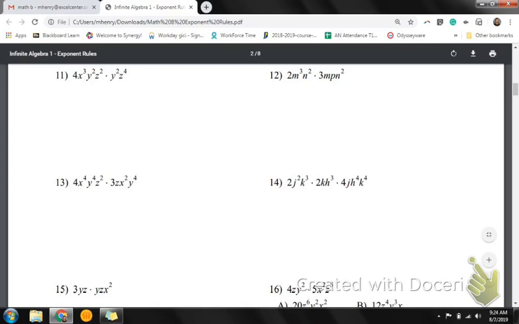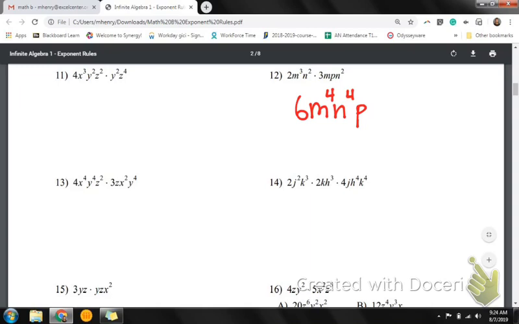Okay, who wants to be brave enough and share their answer? April? 6m to the 4th. Hang on. Whoa. 6m to the what? 4th. Okay. n to the 4th. Okay. p. Raise your hand if this is what you have. 6m to the 4th, n to the 4th, p. I don't know what math's wrong.